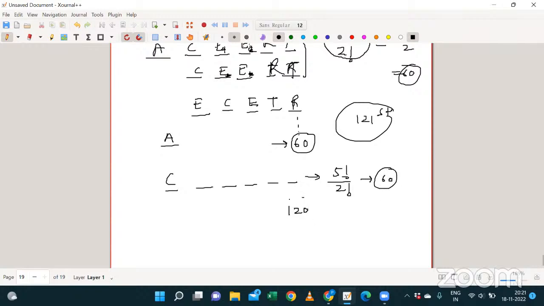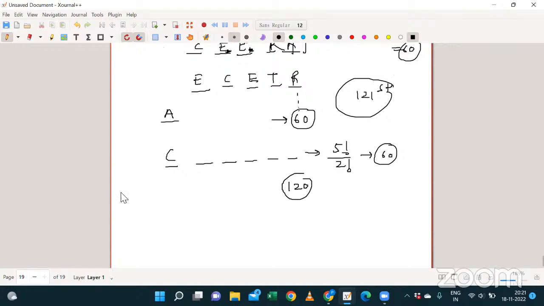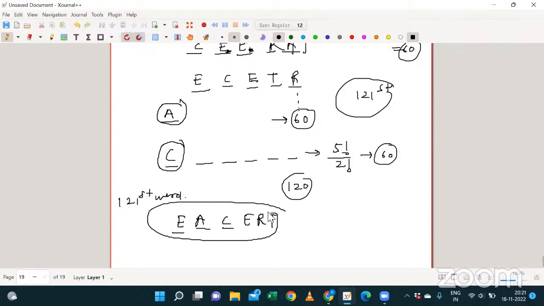So what will be the 120th word? The 121st word should be E. We have already considered words starting with A, and we have considered words starting with C. Now we have to consider the words which start with E. So E, then A, then C, C, then E, E. Then it's normal alphabetical order.